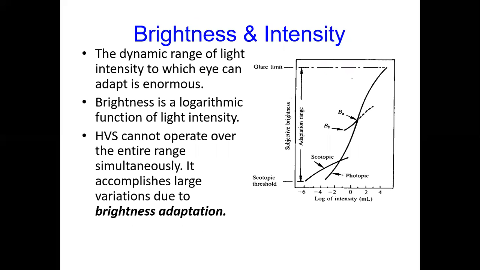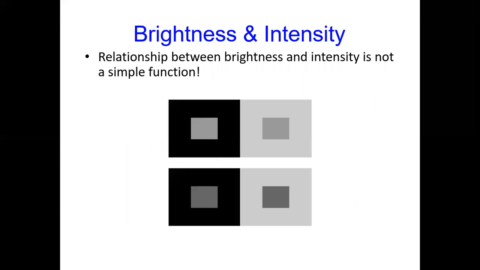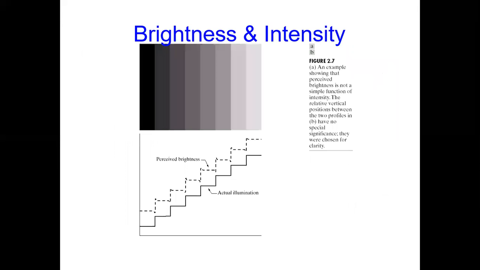This is the basic brightness and intensity of the image, and how it varies. The dynamic range of light intensity to which the eye can adapt is enormous. Brightness is a logarithmic function of light intensity. The HVS cannot operate over the entire range simultaneously; it accomplishes the large variation through brightness adaptation. The relationship between brightness and intensity is not a simple function. This is an example of brightness and intensity.